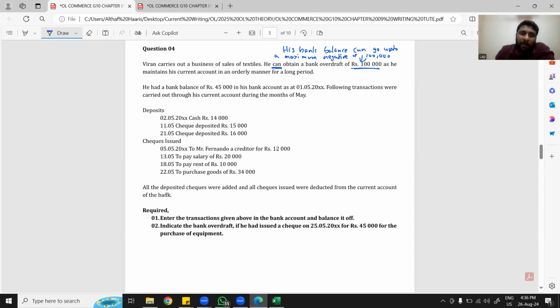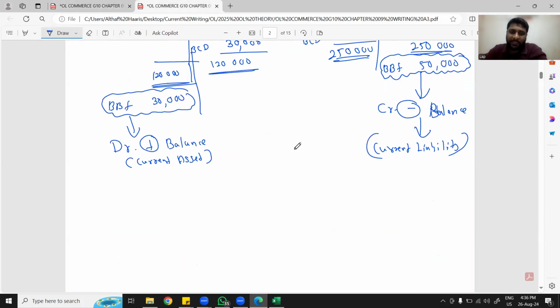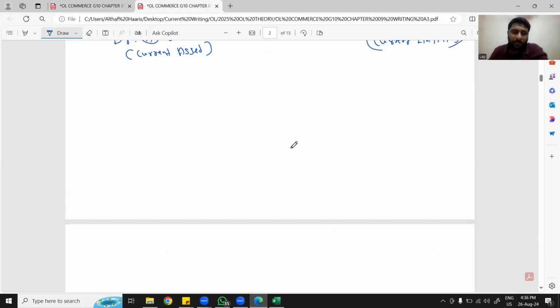He had a bank account balance of 45,000 in his bank account. So if they just say balance, people, always it is positive. If it is a negative balance, they will clearly state overdraft balance or negative balance. So this is a positive balance. Can't, the check will get rejected. We'll assume an assumption.